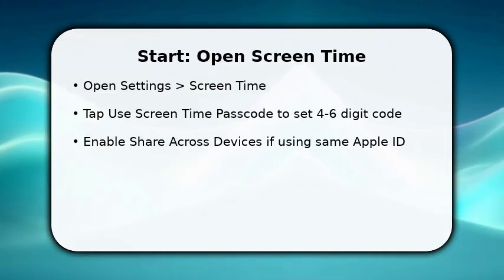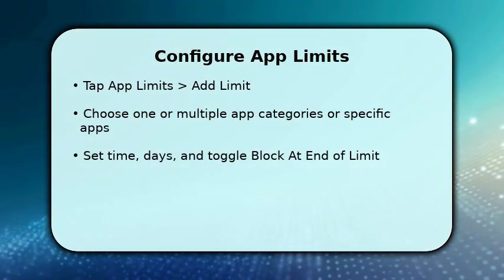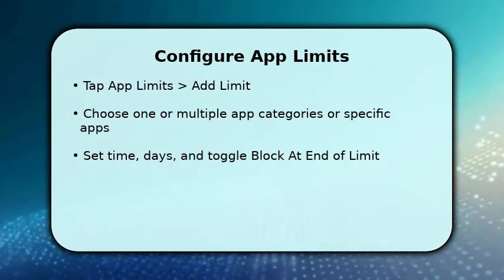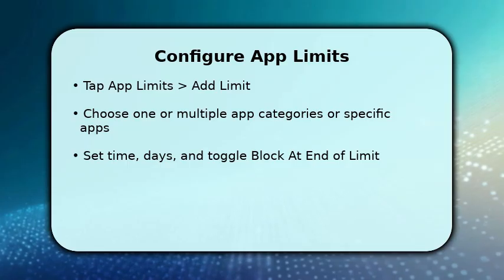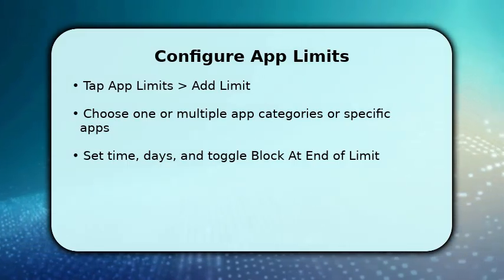Now proceed to App Limits to pick categories and start restricting usage immediately. Tap App Limits and then Add Limit. Pick whole categories like social networking or select individual apps for precision. This is how you control what matters most.